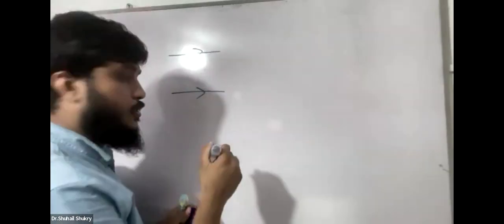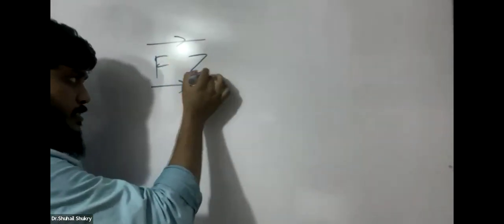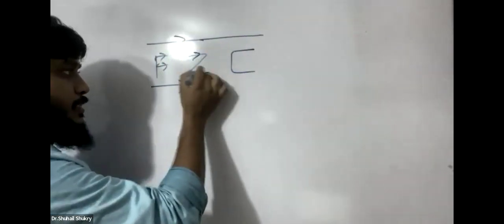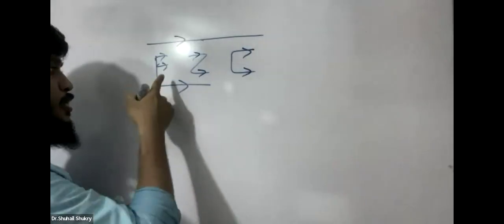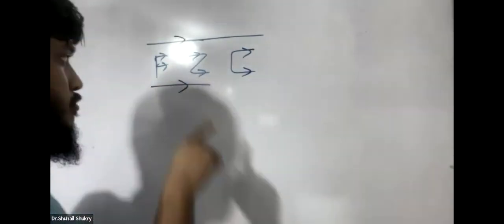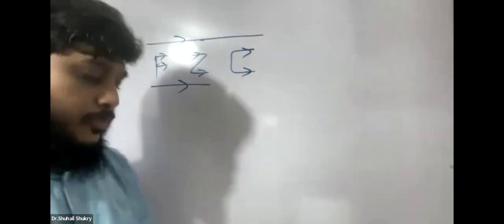So, what are those 3 things? Remember, right? Whenever you see a parallel line, you should know 3 things. One is F shape, one is Z shape, one is C shape. Right? F, Z, C. So F means corresponding angles. Z means alternate angles, and C means allied angles. So what is the rule in F?